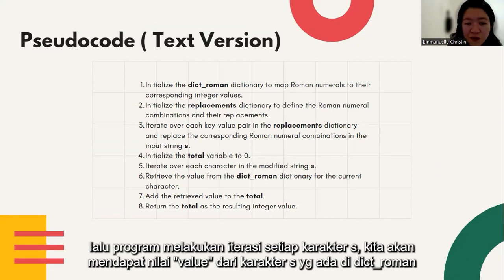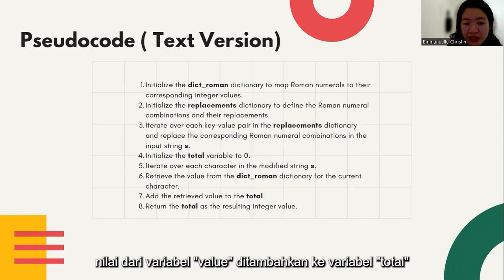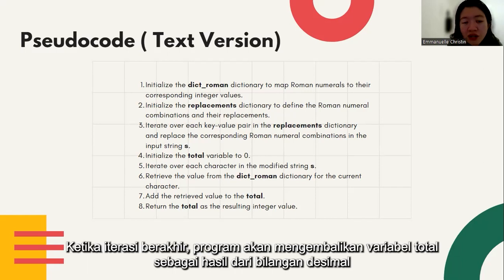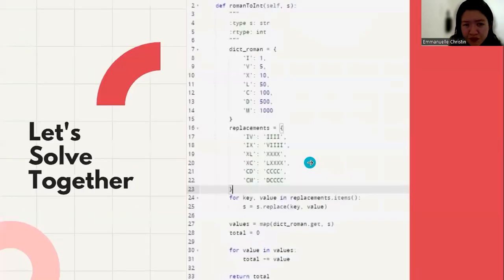And we retrieve the value from dict_Roman and then add the retrieved value to the total. If the loop is over, then we return total as our result integer value.